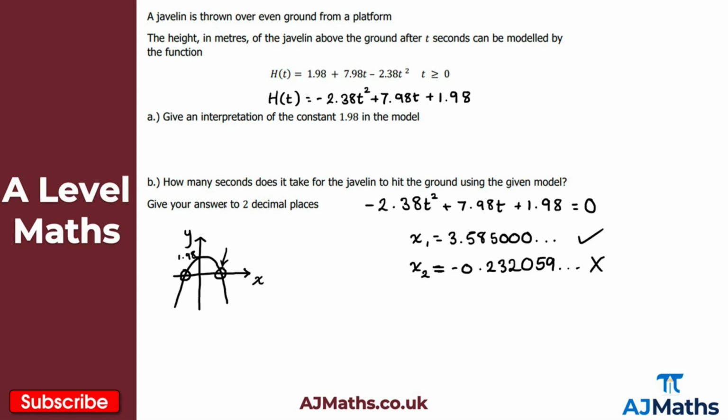We want to give this answer to 2 decimal places. So therefore, the time, which is in seconds here, would be 3.59. If we give that to 2 decimal places, so t is equal to 3.59 there. Okay, so after 3.59 seconds, the Javelin hits the ground, okay, using our given model. And there we have it, so that's our solution to the first question.